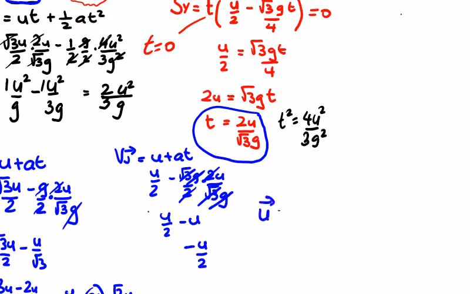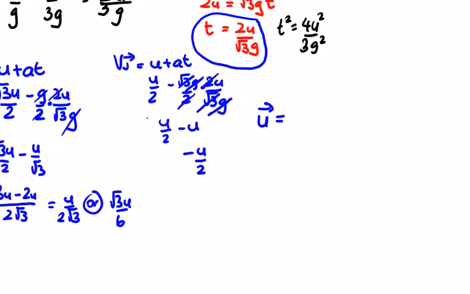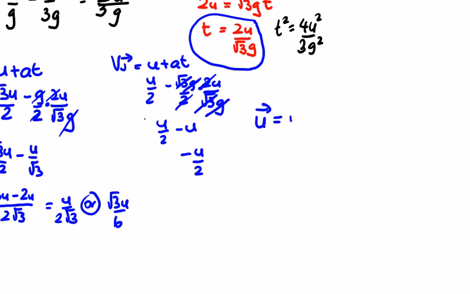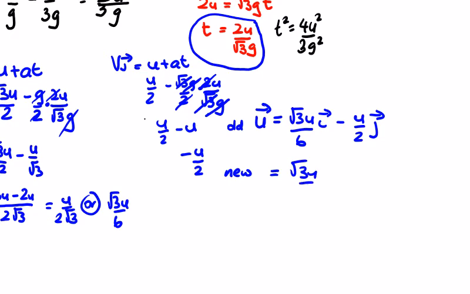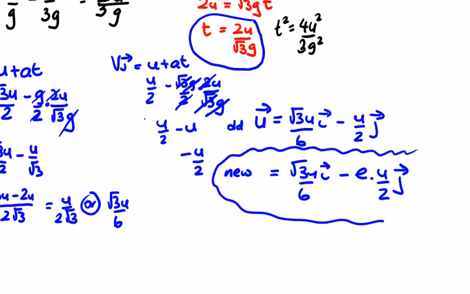So my new vector is going to be root 3u over 6, keeping the thirds on top, in the i direction, minus u over 2 in the j direction. Consider the old, just before it hits. The new is going to be root 3u over 6 in the i direction, minus e times u over 2 in the j direction. So we just need to figure out what angle it hits, and then we can say the j over the i is equal to the tan of the angle.